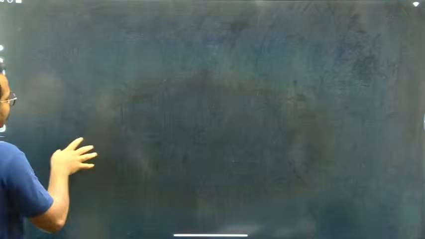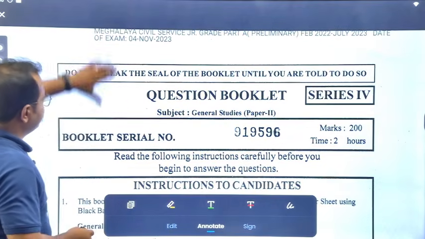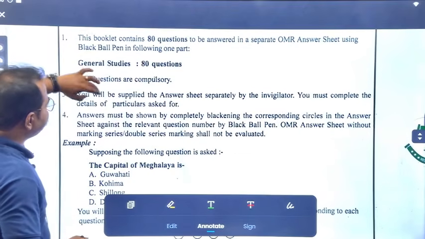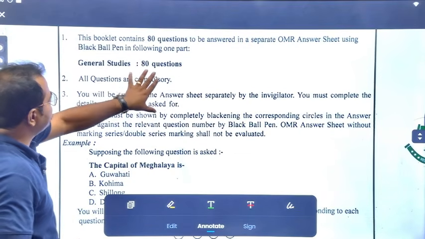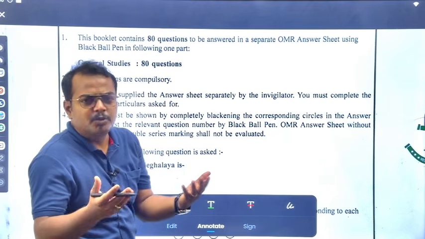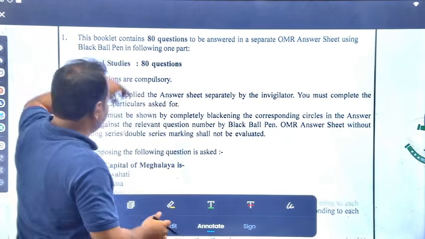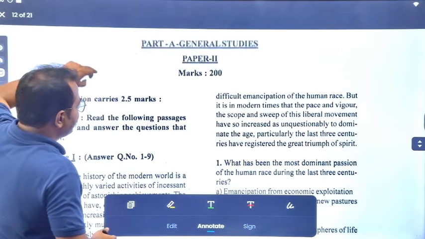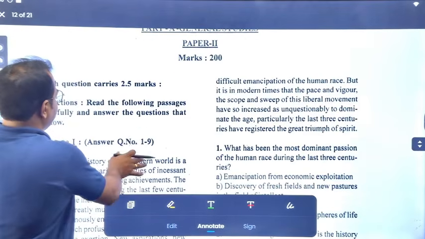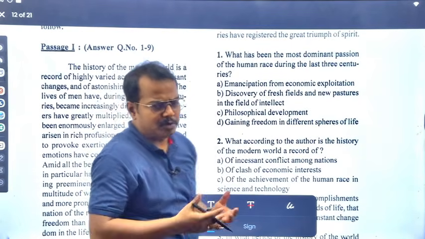This is the paper of the previous year, and this is the first page. Here there are instructions that there are 80 questions and the total marks are 200. In 2 hours you have to solve this paper. Now if you see the first page, for question numbers 1 to 9, comprehension is there.